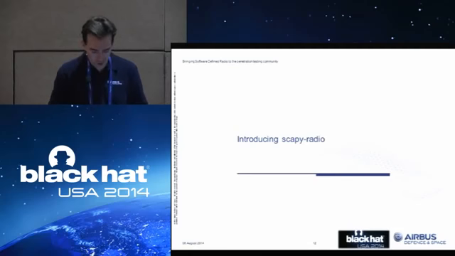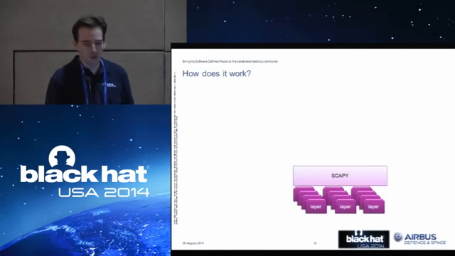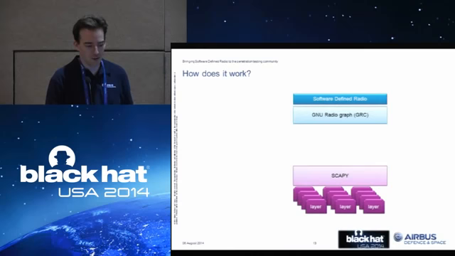So let's talk about our tool, Scapy-radio. How does it work? It works with Scapy, of course, with a lot of layers implementing your packets for the given protocols. You have your software-defined radio on the other side with a GNU Radio graph, the GRC. GRC is the file from the picture with the blocks connected. This is the file produced by GNU Radio Companion, and this is the flow graph to process your packets.